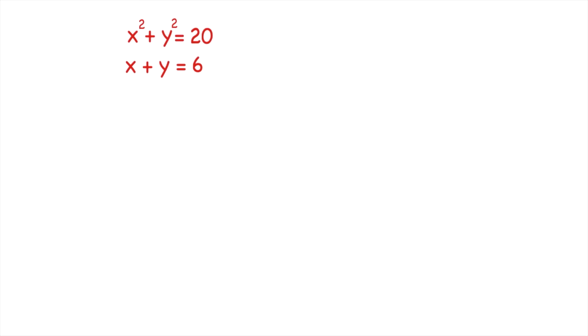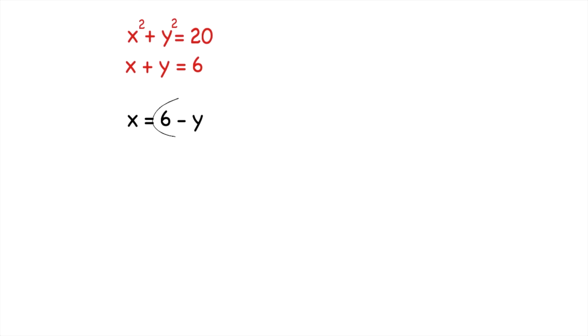The first thing I want to do is look at my linear equation, which is the one on the bottom. I want to make either x or y the subject of that equation, so I'm going to move the y onto the other side by changing its sign. Now x is the subject.